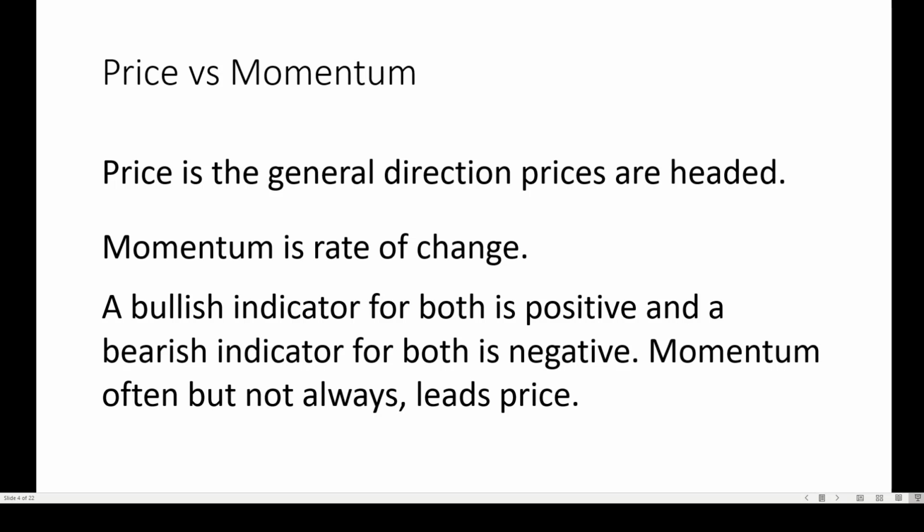And we're going to look at price versus momentum. Price is the general direction prices are headed. Momentum is the rate of change. So think of it like you were in your car at a stoplight. Your momentum is zero. As you accelerate, your momentum increases. And when you get up to speed, your momentum slows down again. So same thing we're going to look at for stocks. A bullish indicator for both is positive, and a bearish indicator for both is negative. Momentum often, but not always, leads price.